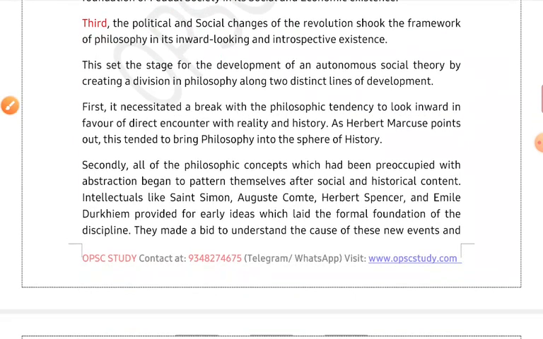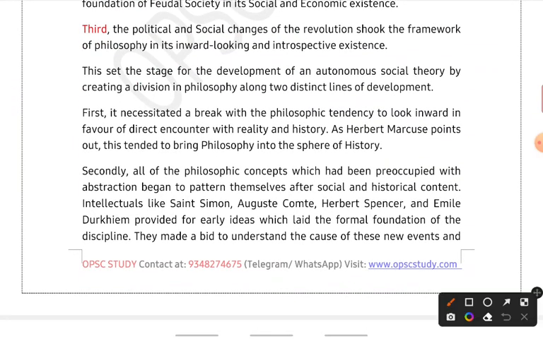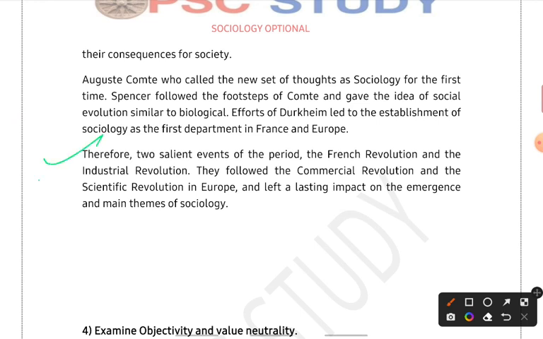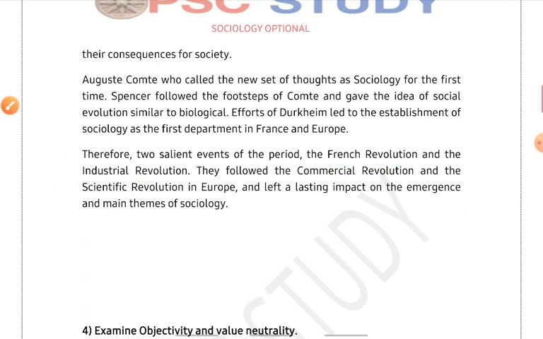So this was the thing, and these stages led to the development of autonomous social theories. Now these were the theories. You can read this, and then you can conclude that these two played a very major role in leading to the emergence of sociology as a main theme. So this is the thing.